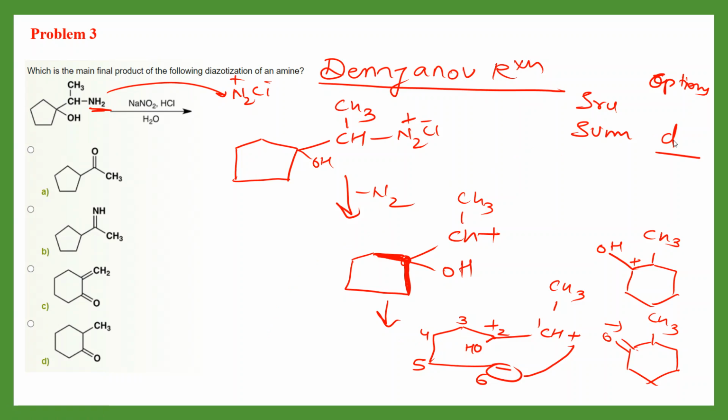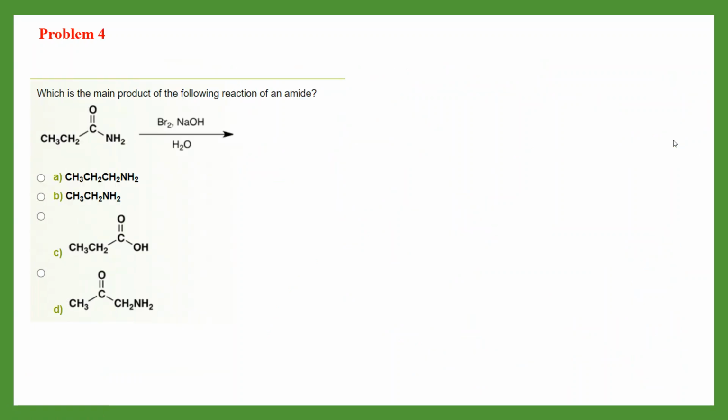Yes, ma'am. Okay, so let's move to problem number 4, which asks for the main product of the following reaction of an amide. You have this amide. The given conditions are Br2, NaOH, H2O. Just tell me the name reaction by looking at it. Hoffman rearrangement. Very good. But better you call it Hoffman bromamide degradation reaction. But you are correct, Hoffman rearrangement is going to take place.